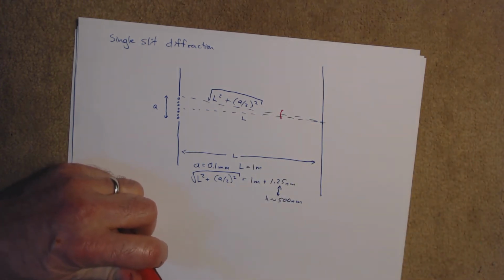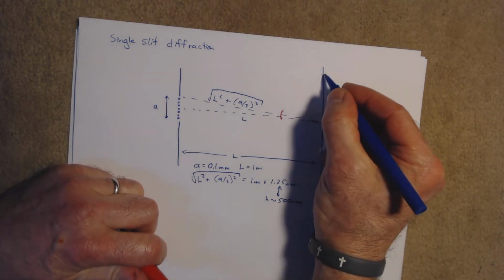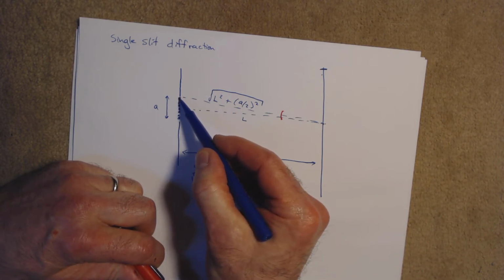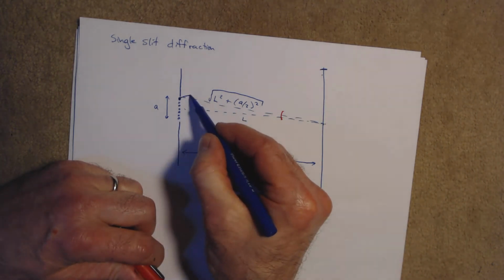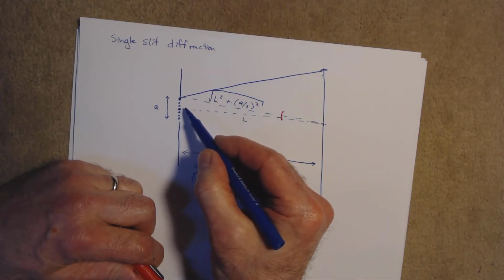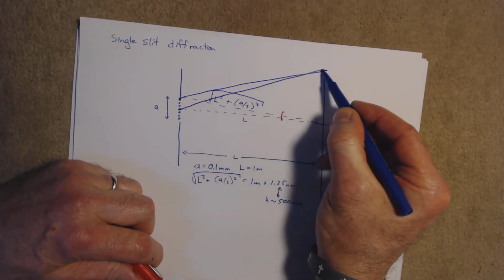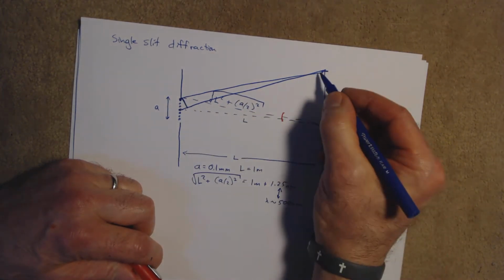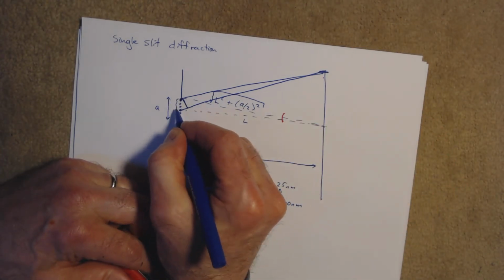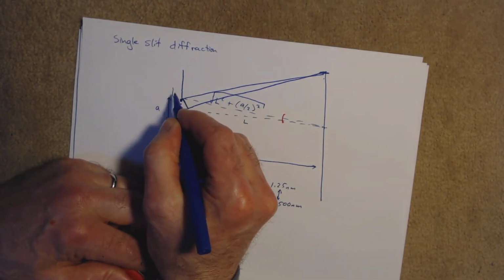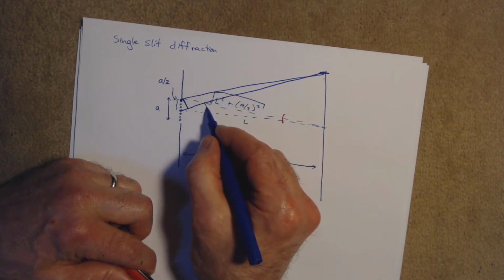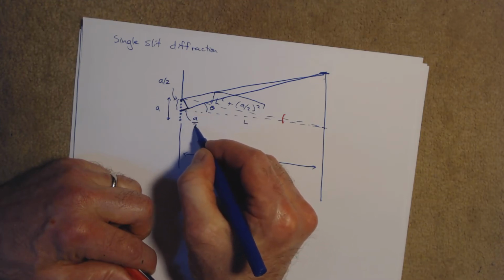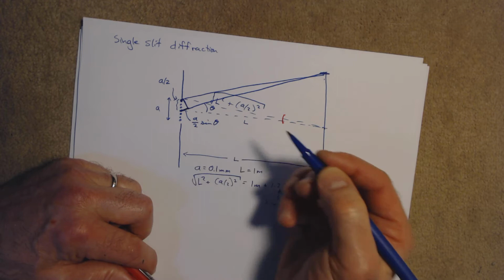However, if we go off to some point on the side that is significantly off to the side, there will be real path length differences. Let's say between this top point and this point, which is halfway down our slit, there is an important path length difference between those. The analysis of this is just the same as it was for the 2 slit, except now the hypotenuse of the triangle is a over 2. So if we call this angle theta, the path length difference would be a over 2 times sine theta.